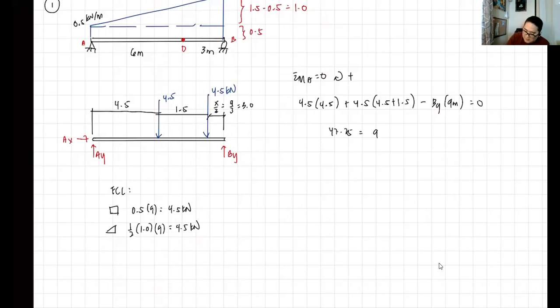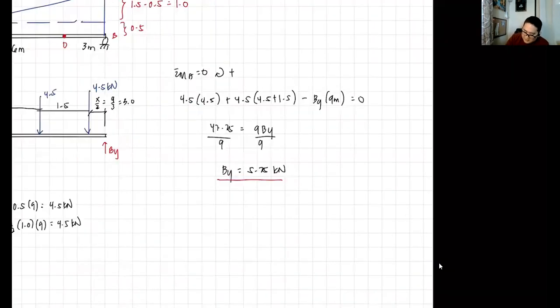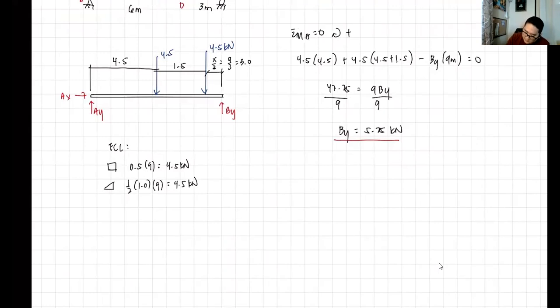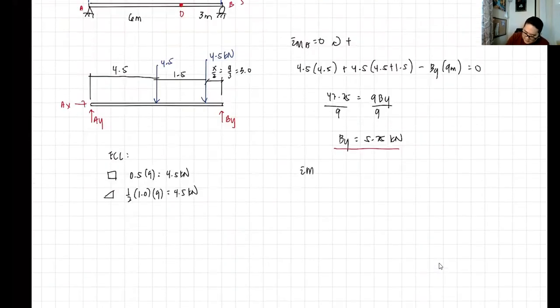So, transpose natin si BY. So, divide natin both side by 9. So, BY natin equals to 5.25 kilonewton. Okay? So, ito yung initial value natin. Next is yung ating A. So, summation of moment punta kay A is equals to 0, taking counterclockwise as positive. So we have yung 4.5 ng triangular, ang distance niya ay 3. Okay? And then we have yung 4.5 ng rectangular, we have 4.5 ang distance niya. Then minus yung AY natin will travel the total length of 9 is equals to 0.